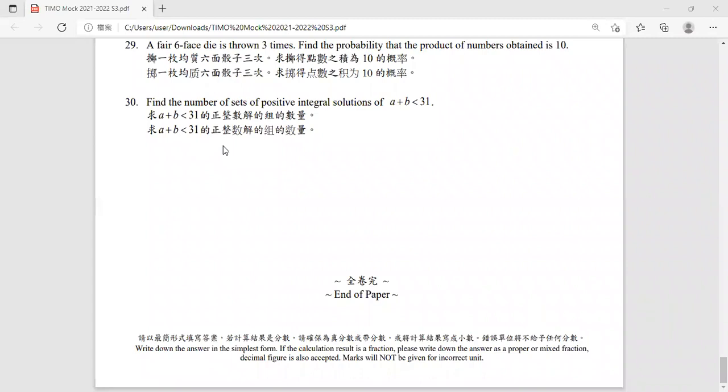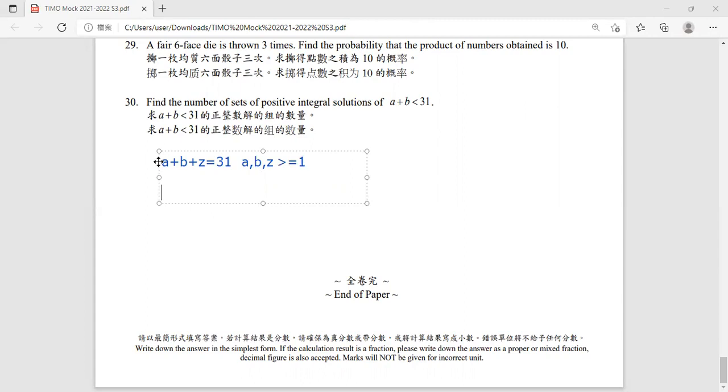Okay. Find the number of sets of positive integers where a plus b is more than 31. Now, for this case, you can treat it something like this: a plus b plus c equals 31. Because it must be more than 31, a, b, and c will all be greater than or equal to 1. So it reduces to the problem of question 28 or question 5.